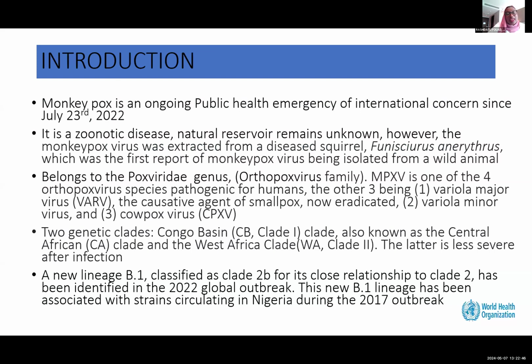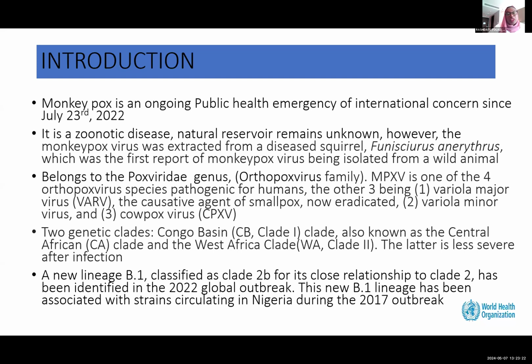Monkeypox came into, let me use the word prominence, just 2 years back in 2022, when it was declared a public health emergency of international concern. Prior to that, we had been having outbreaks of monkeypox, but it was not that global. But since July 2022, we've seen monkeypox in most of our regions. It is a zoonotic disease. The natural reservoir still remains unknown.